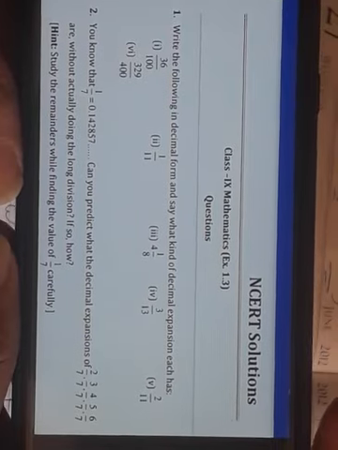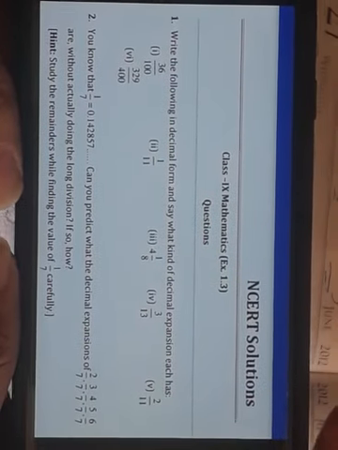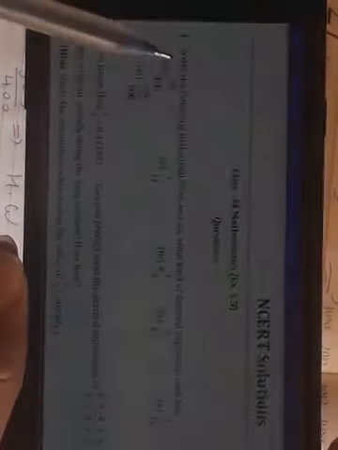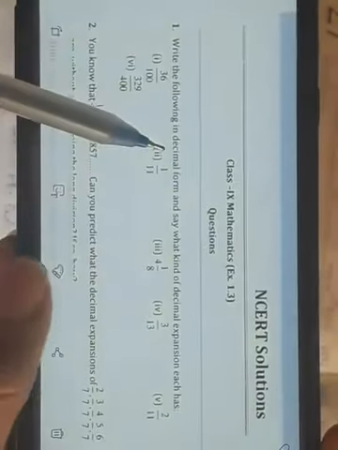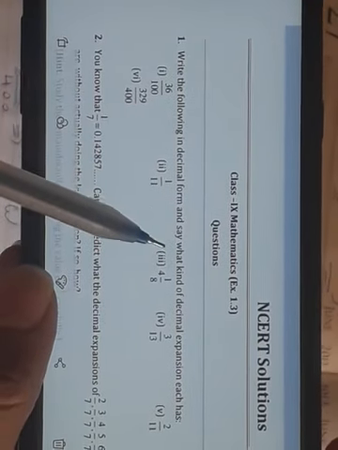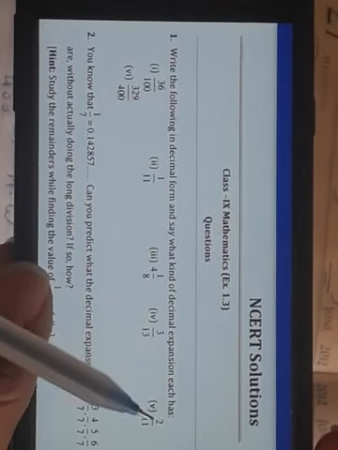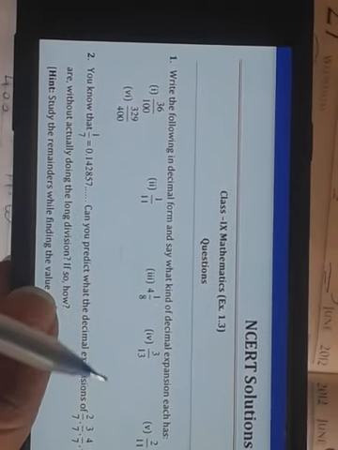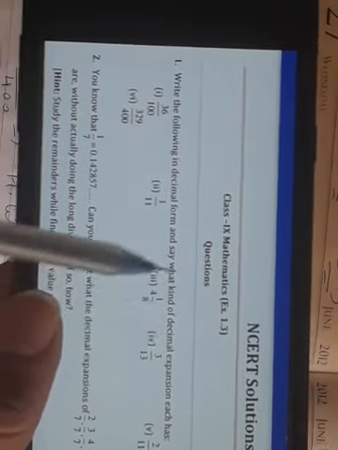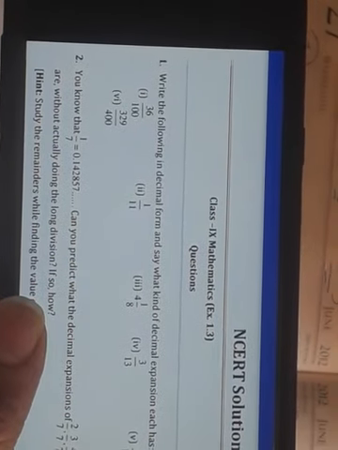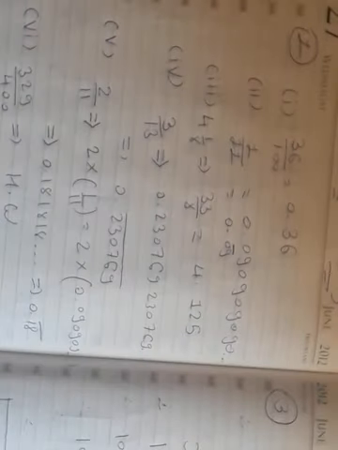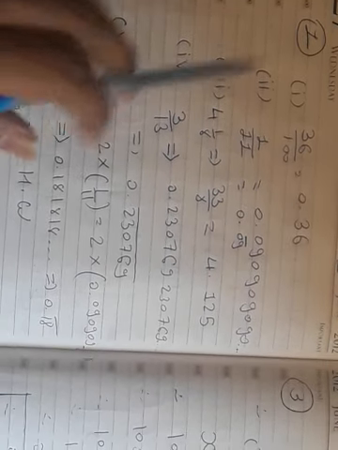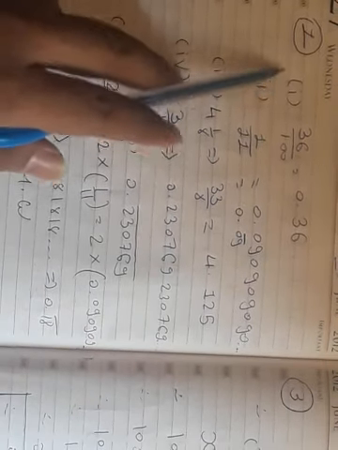Now we are going to start exercise 1.3. What is the first question here? Write the following in decimal form and say what kind of decimal expansions each has. First we need to find the decimal form of each of these, and then we will have to say which kind of decimal expansion it is. That is the first question.